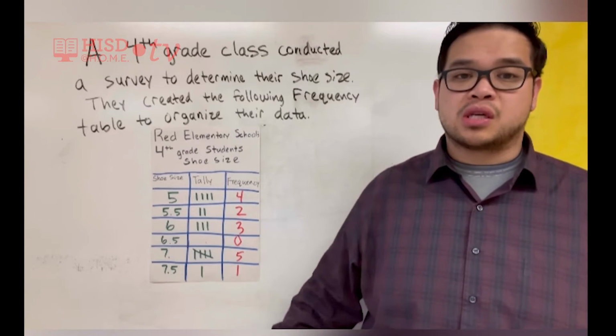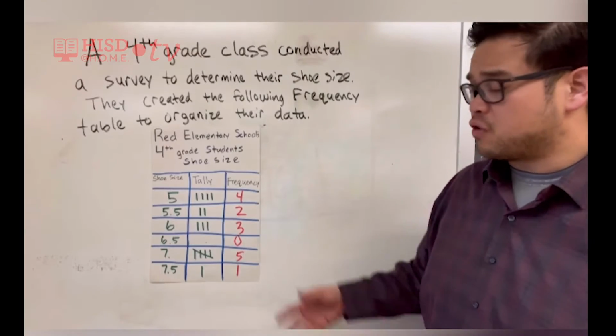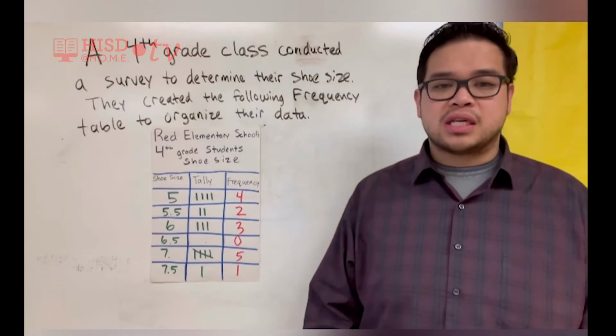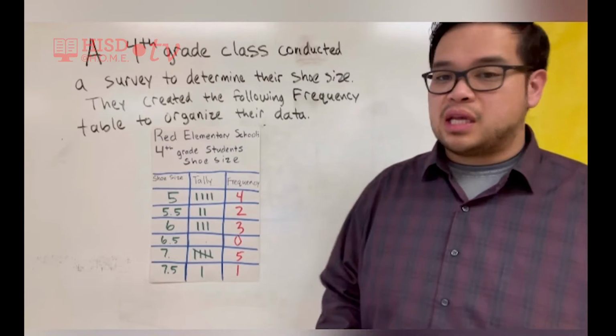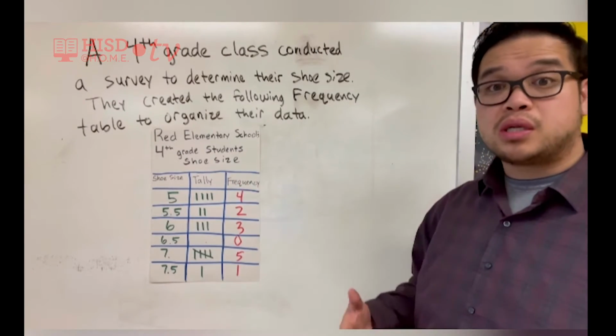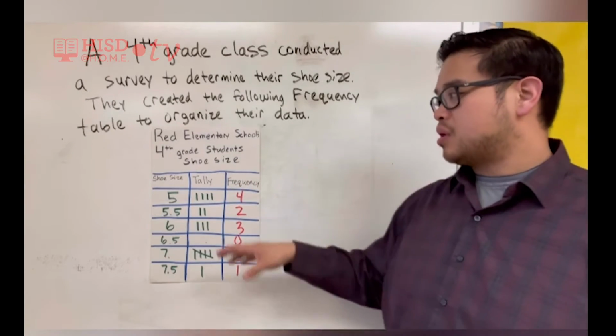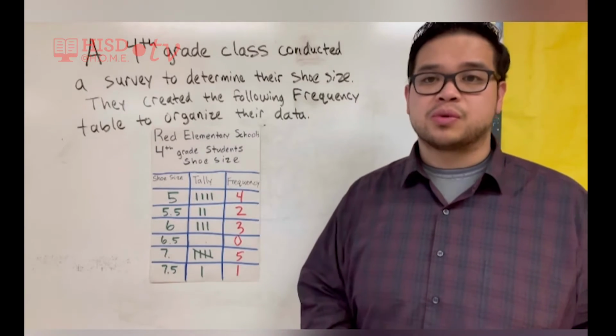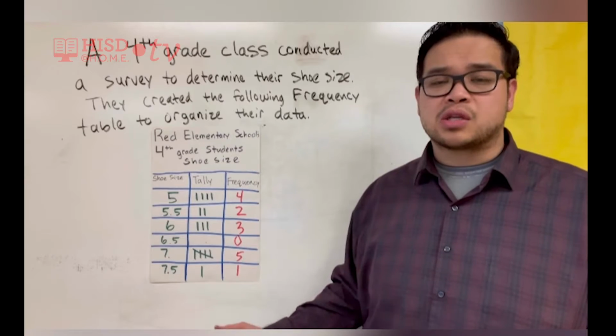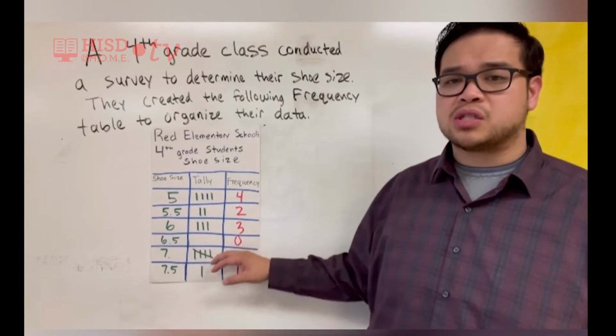So a question is, how can this data be represented from this frequency table to a dot plot? So how can we change this frequency table to a dot plot? I'm about to show you. I'm going to clear my board, and then I'll show you how we can change this information to a dot plot.